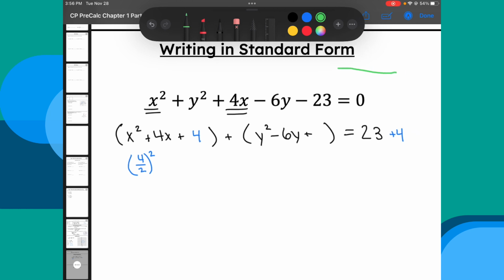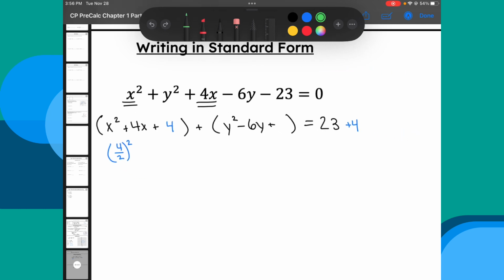I'm going to do the same thing for y. I'm going to take my b, divide it by 2, and square it. It's going to give me 9. I'm also going to make sure to add that to the other side. And what I just did was create a quadratic that is factorable. And that quadratic, when I factor it, is x plus 2 times x plus 2, or x plus 2 squared.